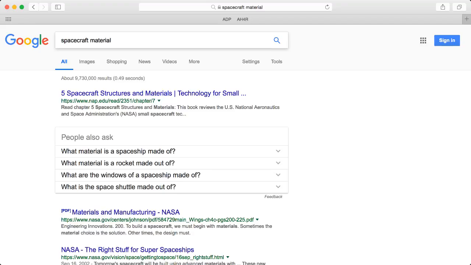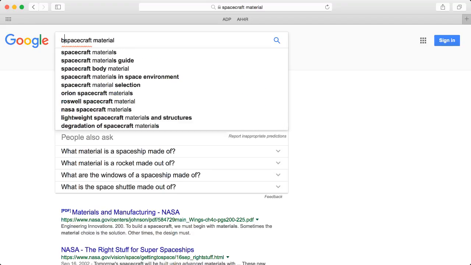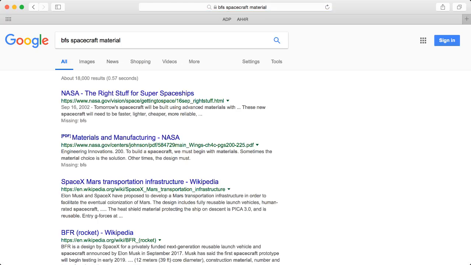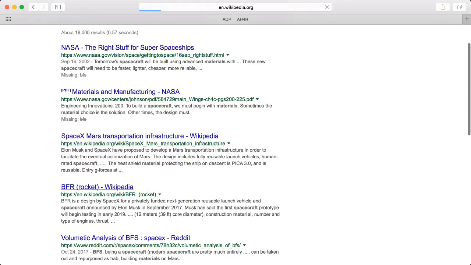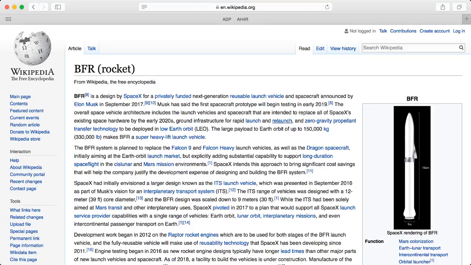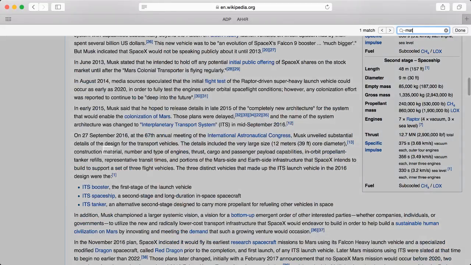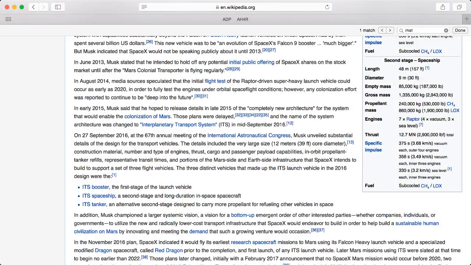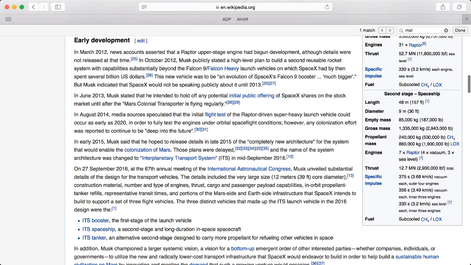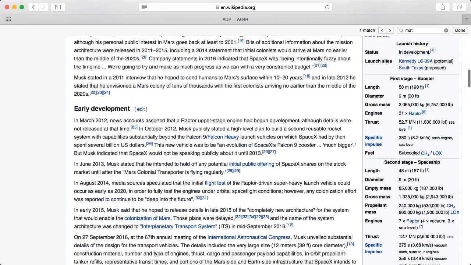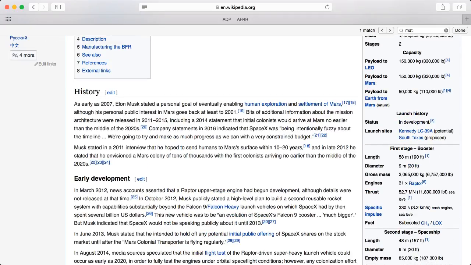Actually, we're using a particular spacecraft. I think it's actually the BFR, but yesterday we said the BF, or the last stream we said BFS. Let's see. So the BFR rocket. Let's see if it just happens to have it. So the details include the very large size, but it doesn't state exactly what the construction material is. We might just have to end up picking a material for it. Carbon fiber. Okay, we're going with carbon fiber.